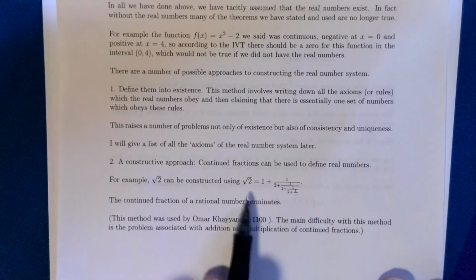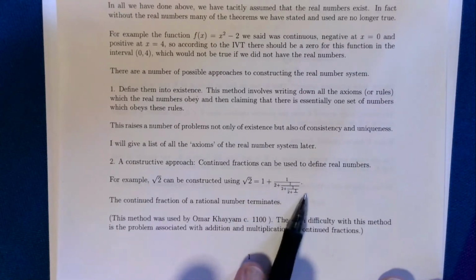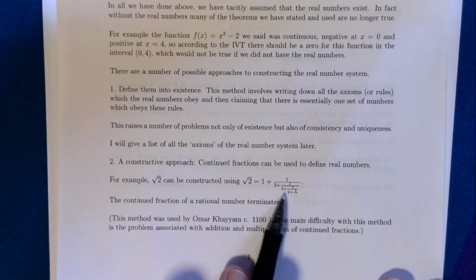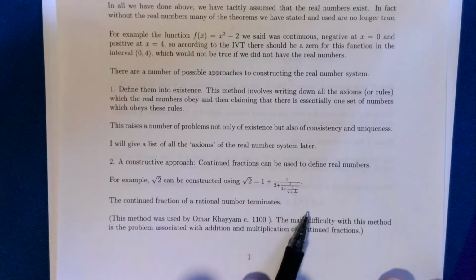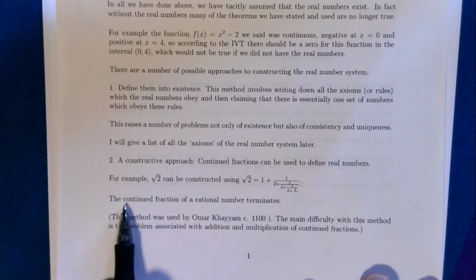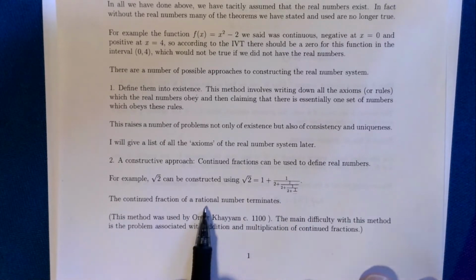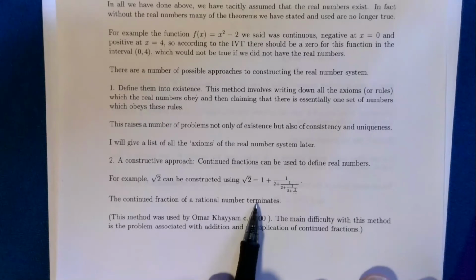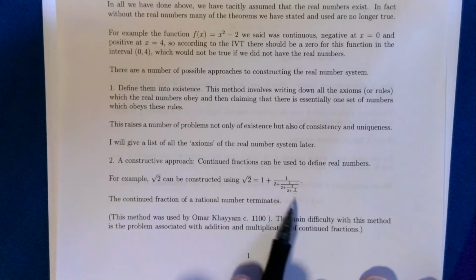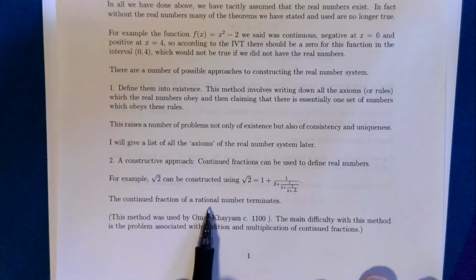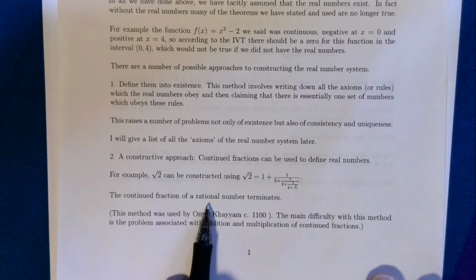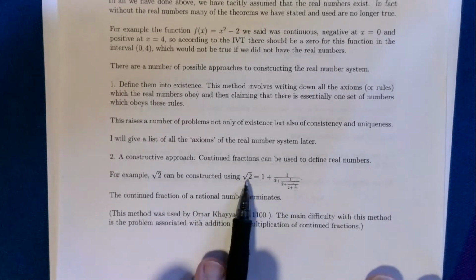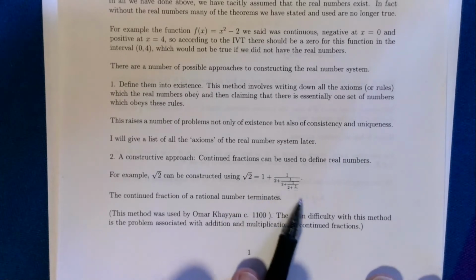We could then define root 2 as the limit of this object, as you keep taking more and more terms. Now, it turns out that the continued fraction of a rational number terminates. That is, it doesn't keep going on forever, it stops somewhere, and that's true if and only if the number is rational. Well, this again is fine, but of course we'll see later that if you try to get the continued fraction of, say, pi, you can do it, but the numbers are very complicated and there's no pattern.